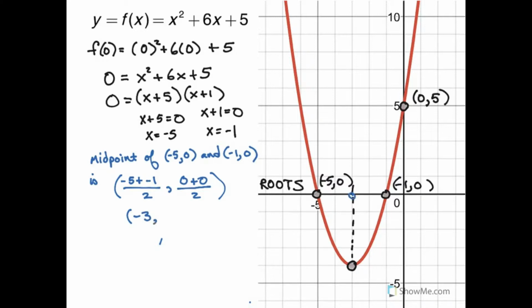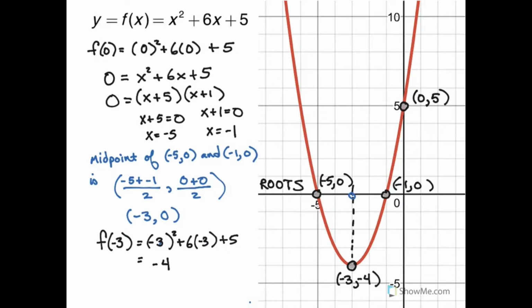Now the y-coordinate is of course 0, but that's not the y-coordinate of the vertex. To find the y-coordinate of the vertex, we evaluate the function at negative 3. That gives me y equal to negative 4. So the vertex is at negative 3, negative 4.